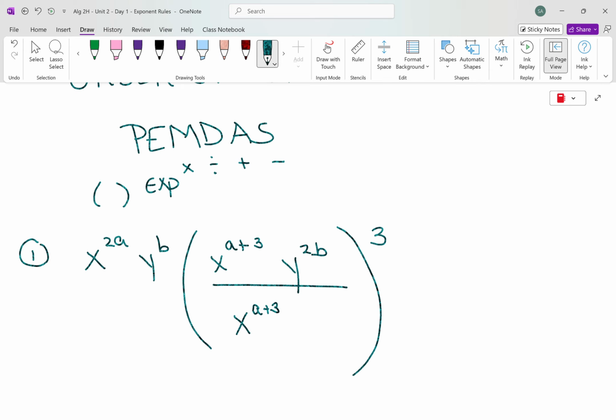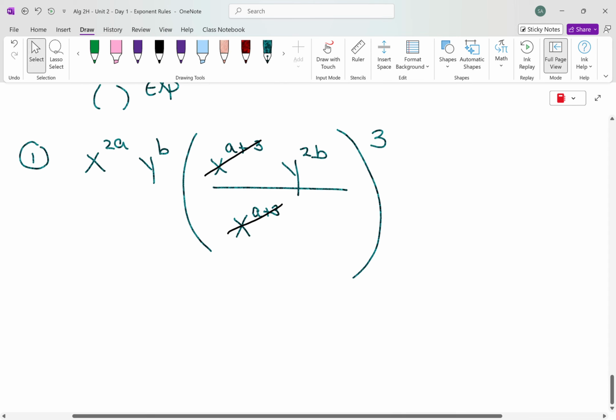So it looks like we have parentheses, division, multiplication, exponents. Yes. I want to work within my parentheses first. Within the parentheses, we have division, right? Is there anything I can simplify in there? The x to the a plus 2. Can I cancel out the x to the a plus 3 powers because it's multiplication between them?